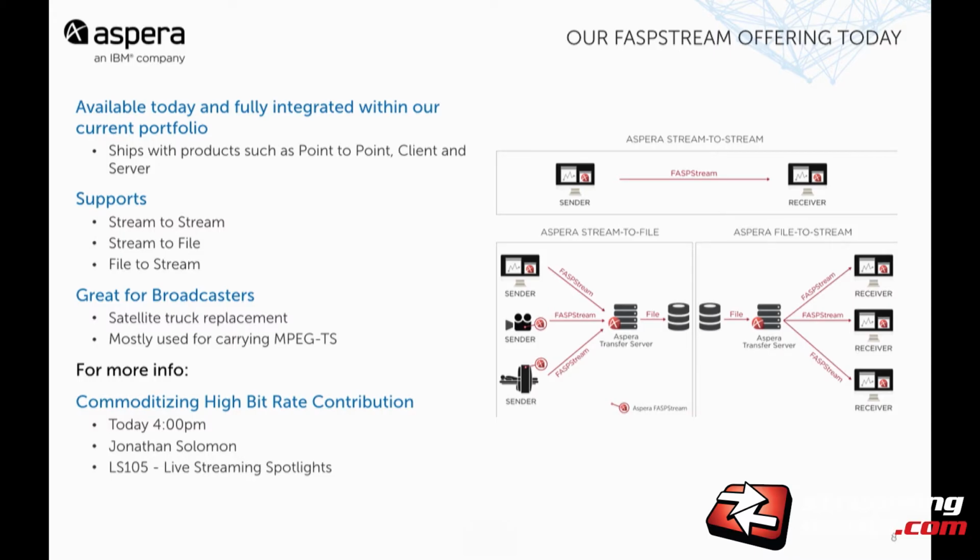I would recommend you come again at 4 o'clock and see my colleague Jonathan Solomon's presentation. He's going to go much more in depth about what we currently can offer. To make a long story short, where we've made a big difference with this already is for our broadcasters. So if you're a broadcaster, go check this session. This enables us to get rid of satellite trucks, which cost a bundle. The scenario we mostly use it for is to carry MPEG transport stream, traditionally over UDP, but we can do it over FASPSTREAM, and really get awesome quality with zero loss and no glitch, but still as close to live as possible. So again, if you want more information on that, come at 4 o'clock.